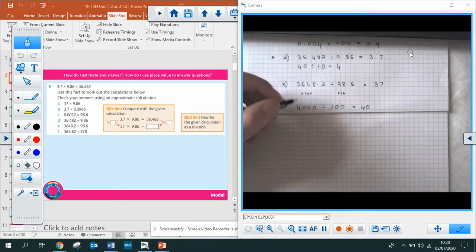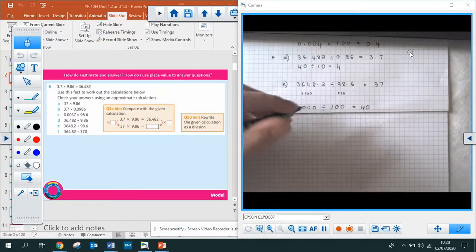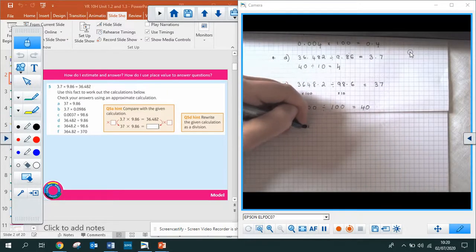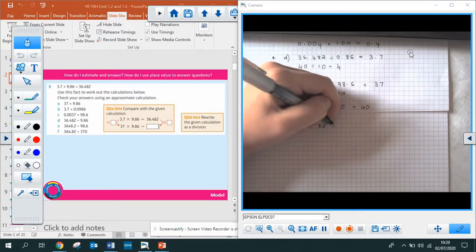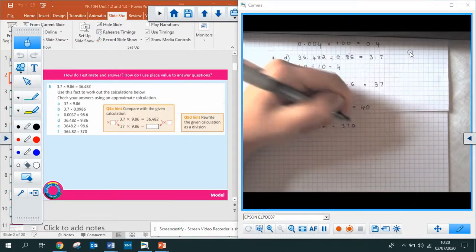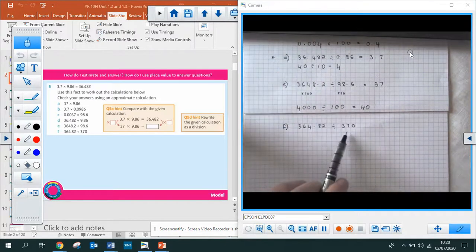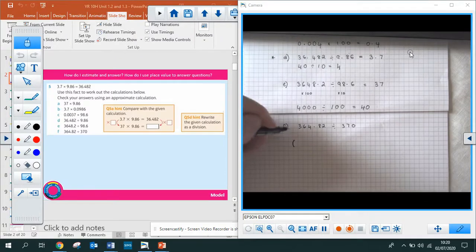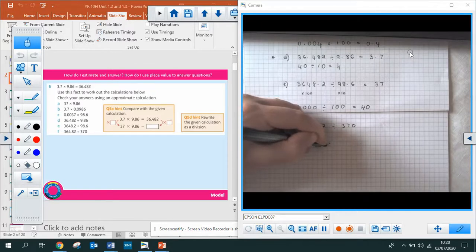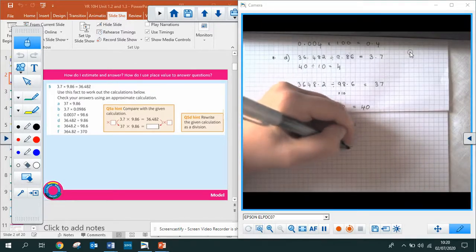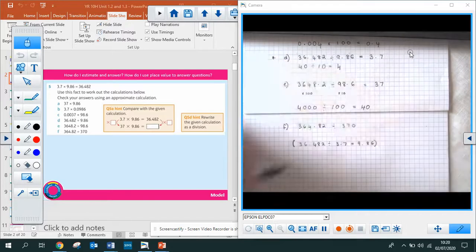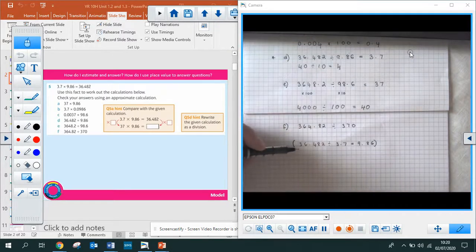Okay, and then part F, we're doing 364.82 divided by 370. Okay, so I'm going to use the division fact that I've got up here, but I need to rearrange it because now I'm dividing by 370 instead of the 9.86. So the fact that I need to remember that I'm going to compare it to is 36.482 divided by 3.7 is equal to 9.86.